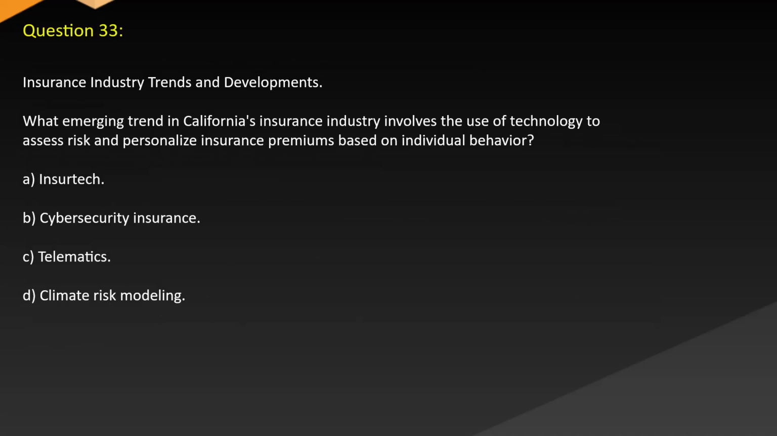Question 33. Insurance industry trends and developments. What emerging trend in California's insurance industry involves the use of technology to assess risk and personalize insurance premiums based on individual behavior? A. Insurtech. B. Cybersecurity insurance. C. Telematics. D. Climate risk modeling.